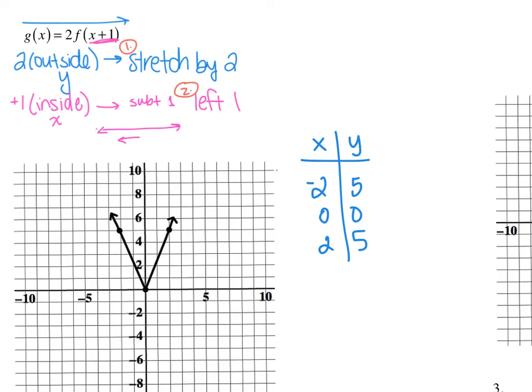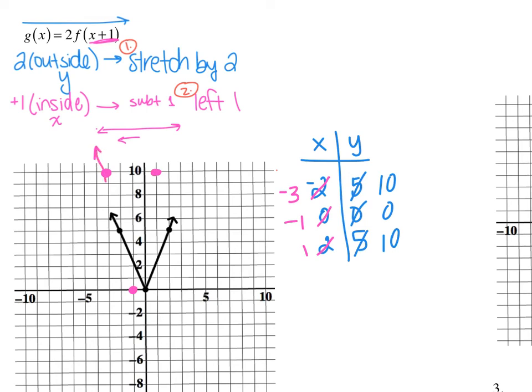And the first one I'm going to do, I tried to color code it, is I'm outside, so I'm going to change my y's, and I'm just going to stretch them by 2, which means multiply by 2. 0 times 2 is still 0, and then 5 times 2 is 10. Then I'm going to go left 1, which means subtract. So -2 minus 1 is -3. 0 minus 1 is -1, and 2 minus 1 is 1. And then those outside pieces are my last point. So -3, 10, -1, 0, and then 1, 10.